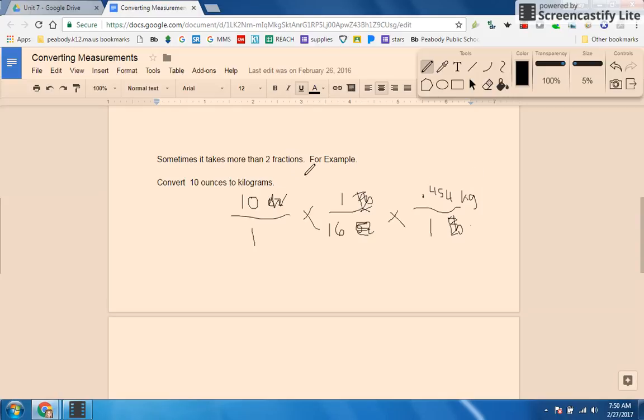So I'm going to do numerator times numerator times numerator, and then denominator times denominator times denominator, and then I'm going to divide the two. At this point, you could do all of this on a calculator. So I'm doing 10 times 0.454, which is actually going to give me 4.54, over 1 times 16 times 1, which is just 16. And then on a calculator, I'm going to type in 4.54 divided by 16. And actually, let me do that right now.